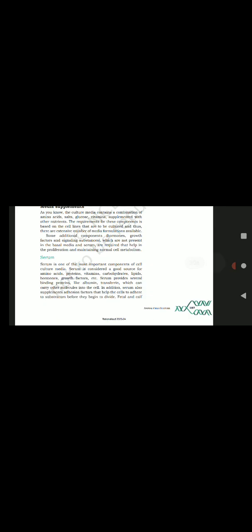First and foremost, our biological media is nothing but serum. Serum is one of the important components of the cell culture media. It is considered to be a good source of amino acids, proteins, vitamins, carbohydrates, lipids, hormones and growth factors. The serum provides necessary proteins like albumin and transferrin. What is the role of albumin? It maintains the intracellular and extracellular fluid balance, the same as in our system. Transferrin is necessary for the transport of iron within the cell.